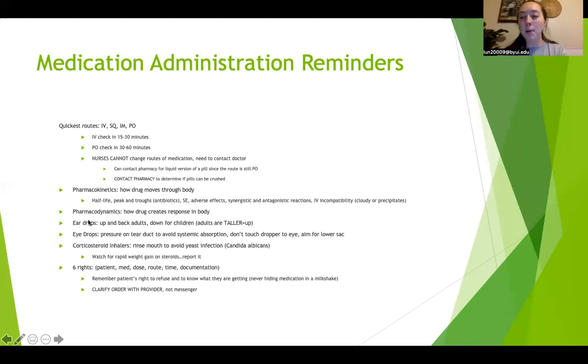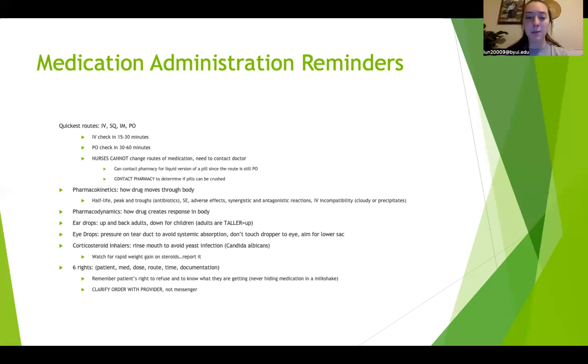Just remember for eardrops, up and back for adults. Adults are taller, so pull back and up, and then down for children because their eustachian tubes are shorter and straighter.